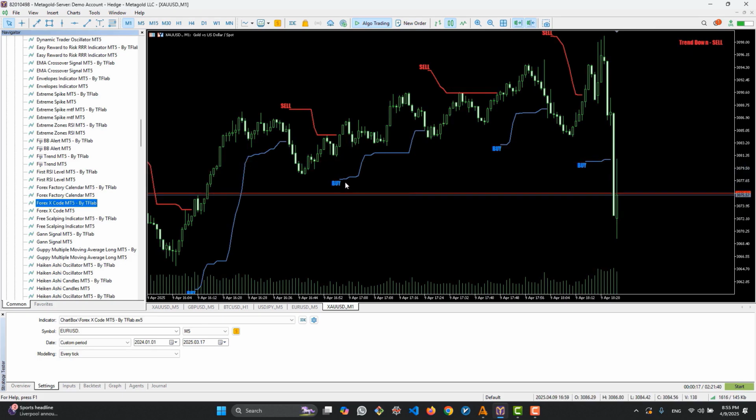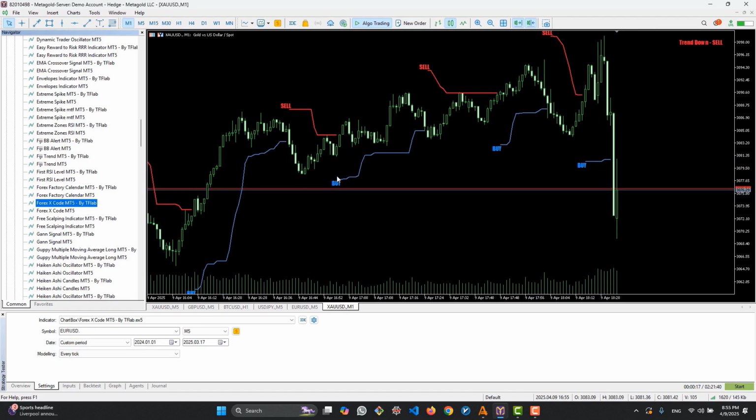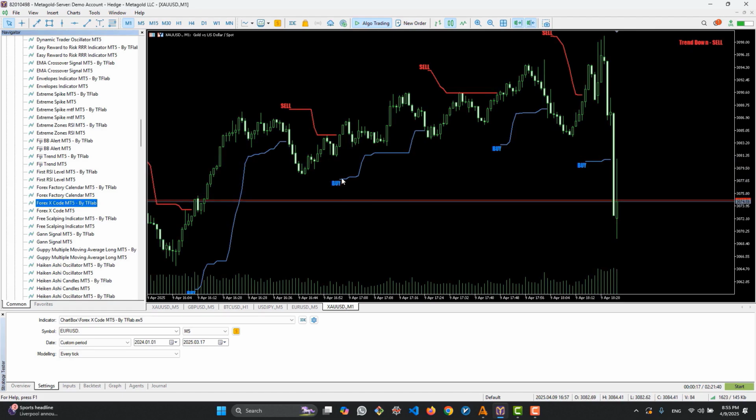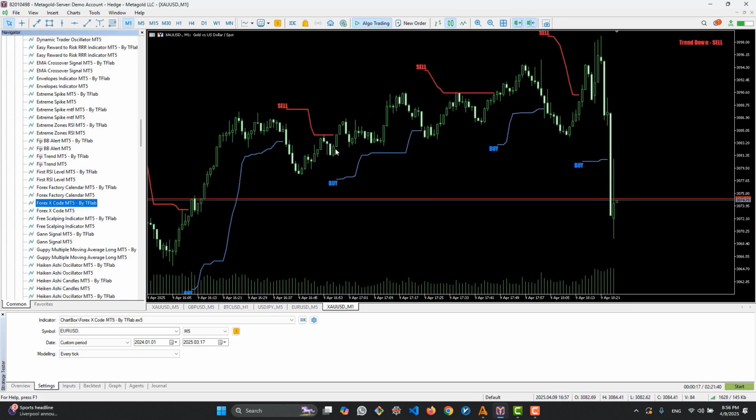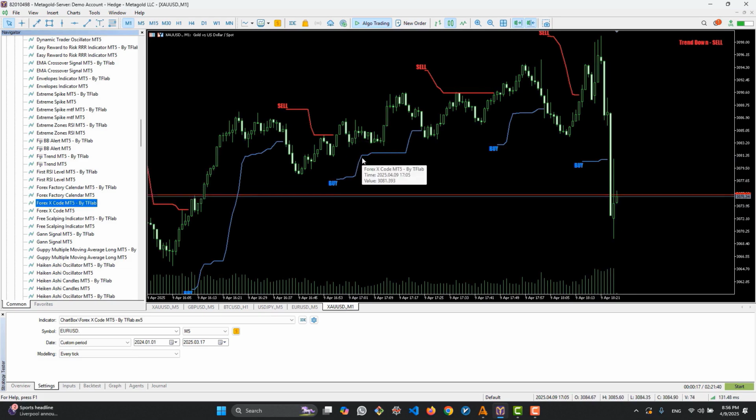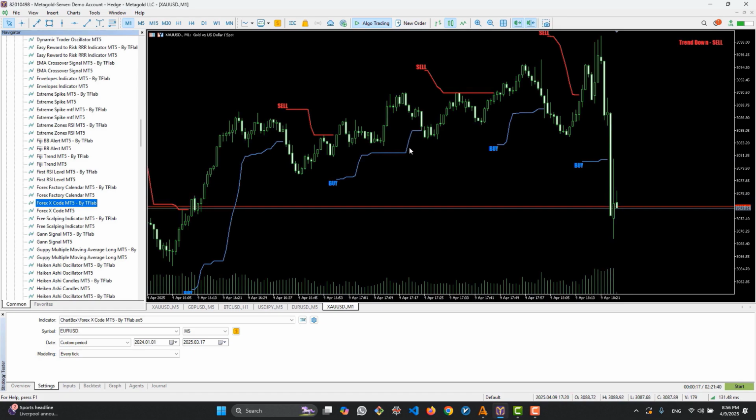We can also use these lines as a trailing stop, meaning when we enter a buy trade here, we can place the stop here, and as the price moves upward, we move the stop along with this line upwards until it hits the stop here and we exit the trade.